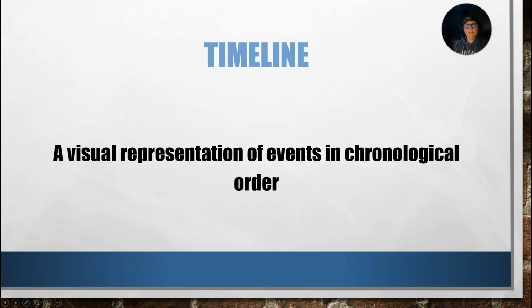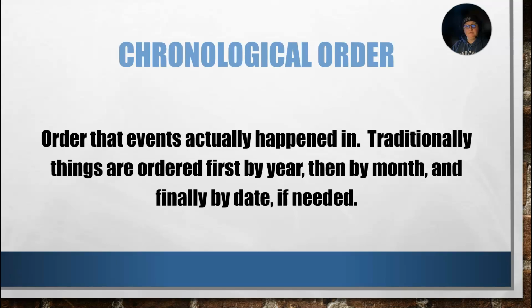All right, so our first vocabulary word is timeline. And a timeline is just a visual representation of events in chronological order. Timeline. Chronological order is the order that events actually happened in, as near as we can determine it.